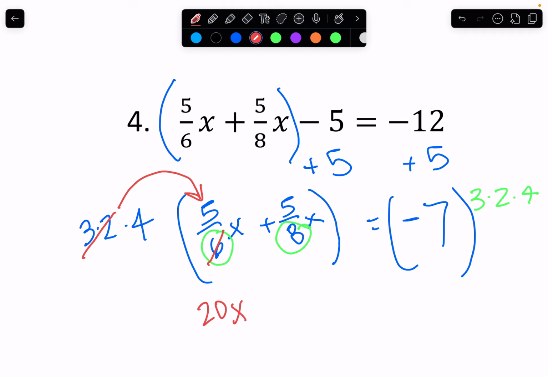All right. And the next one I'm going to do is 3 times 2 times 4. Oh, that looks like 32. Times 8. Okay. The 4 and the 2 cancel with the 8. And that leaves me with the 3 times 5. That's 15x.